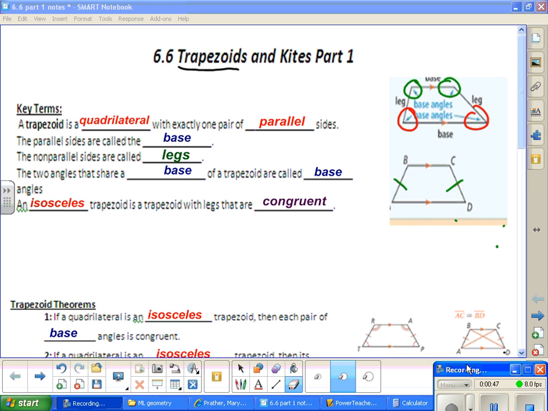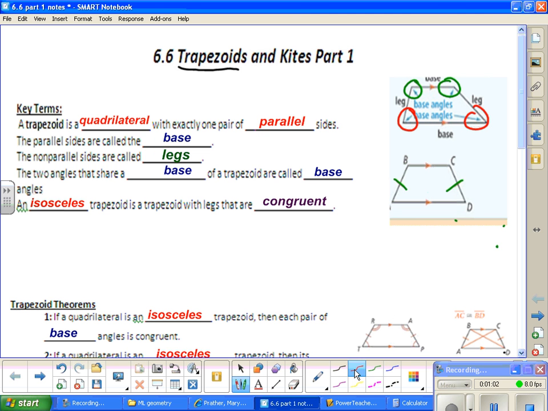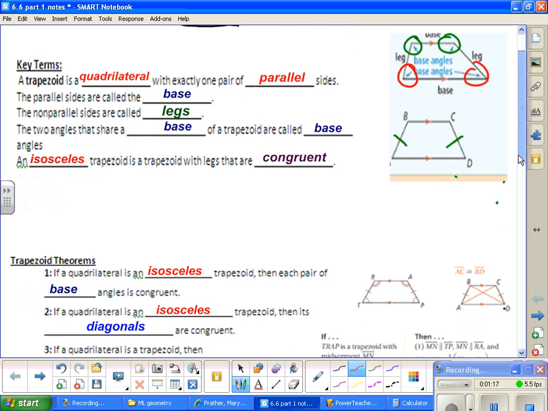And the last is an isosceles trapezoid, which is a trapezoid with legs that are congruent. We talked about an isosceles triangle, and now we're talking about an isosceles trapezoid. So here you have your legs that are congruent. But you still have your bases, which are parallel. Your sides that are your bases, and they are parallel.